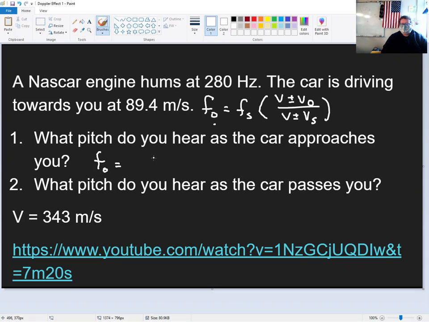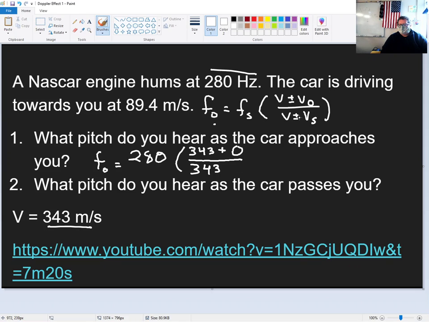It's going to be equal to the emitted frequency. We know this frequency of the source is 280 hertz, times, remember, v is the velocity of the wave, which, since this is sound, has a speed in air of 343 meters per second. The observer is not moving at all, so this is just going to be 0. On the bottom is still v, which is 343.